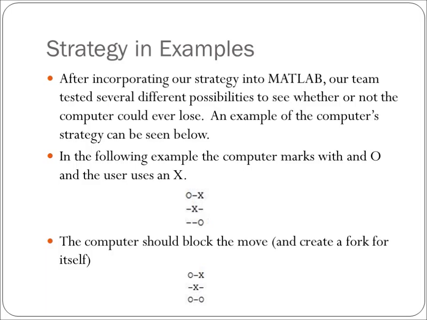Here are examples of the strategies we use. After incorporating our strategy into MATLAB, we tested several different possibilities to see whether or not the computer could lose. An example of the computer strategy can be seen below. In the following example, the computer marks with an O and the user with an X. The computer should block the move, and then it creates a fork for itself so that the user has to block one of the 2 moves and then wins the game.